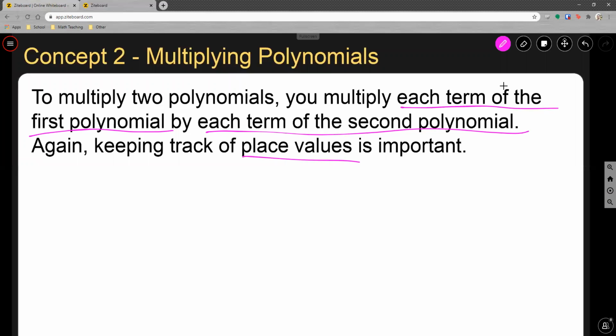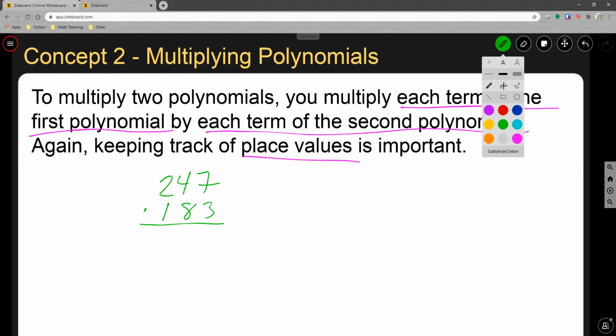So again, I'll do a quick little multiplication example. This should be reminiscent of stuff that you saw in the middle of elementary school, probably 3rd and 4th, maybe 5th grade. So let's do a multiplication of two 3-digit numbers. If I multiply 247 by 183, of course, what I'm doing is I'm multiplying each place value, starting with my ones on my second term, by each place value in the first term.